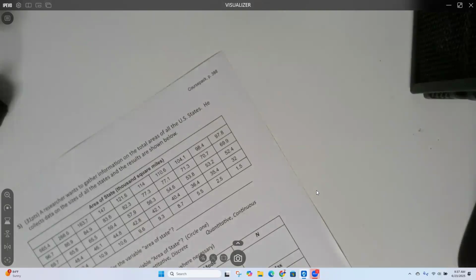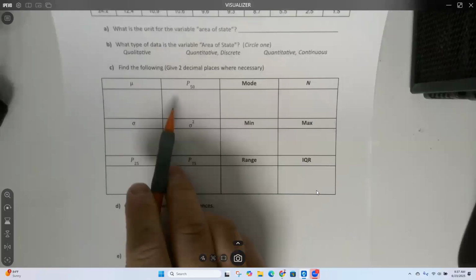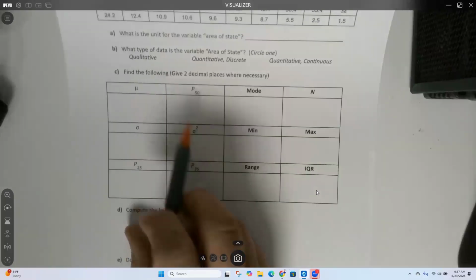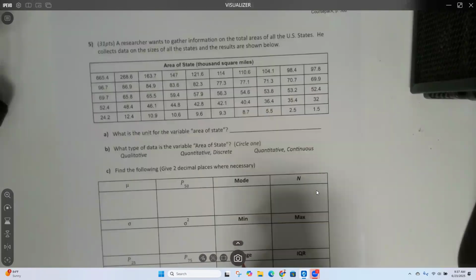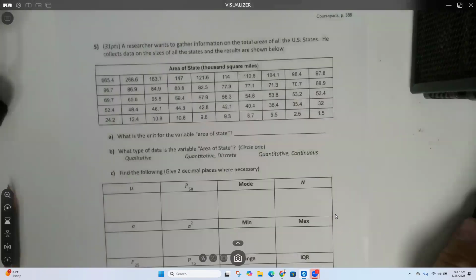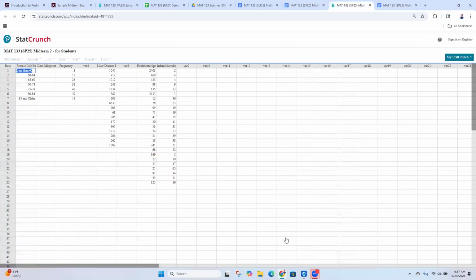Right. So page 388. Here we're asked to find all of these different things for this data set. Now this data set, you're not going to want to type all of that in, so you'll be able to find this data set over here on StatCrunch.